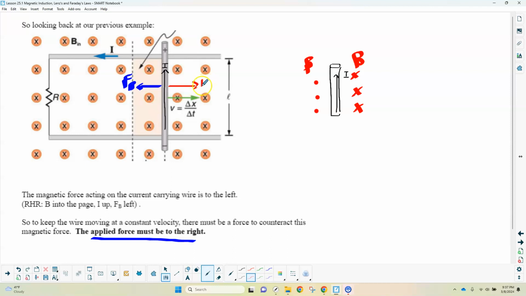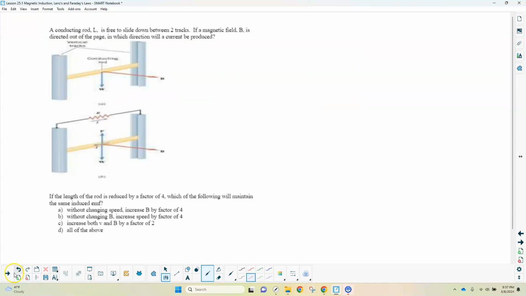So if we applied a force, which I'll call FA for applied, so if you imagine grabbing this bar and moving it to the right, then we can keep producing this current. If the bar stops moving, there is no more current. So if we got it moving and slid it, it would eventually slow down and stop because of this magnetic force that would act on it to try to stop it. Again, this is kind of confusing stuff. I understand that, but hopefully you're getting these basic ideas down, and we'll go over them in class too.